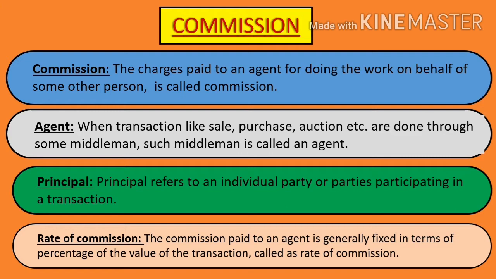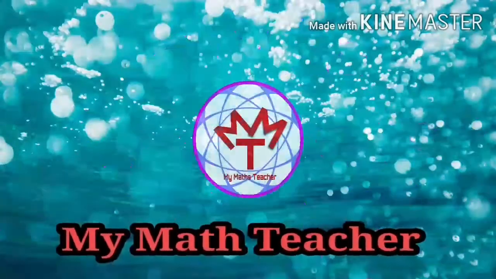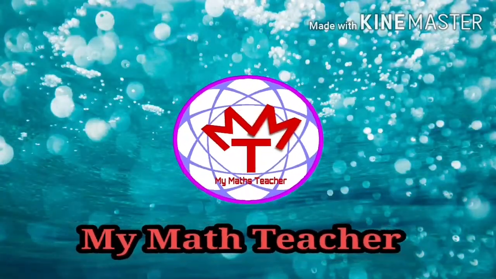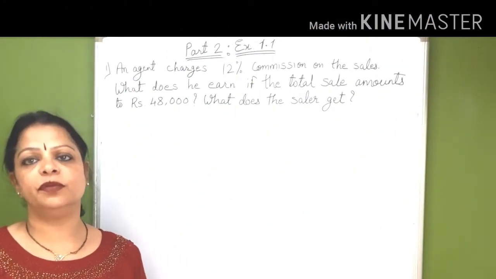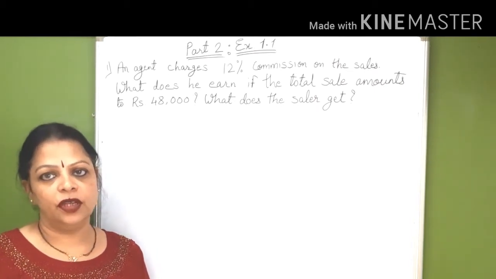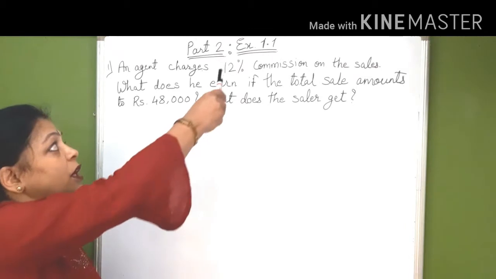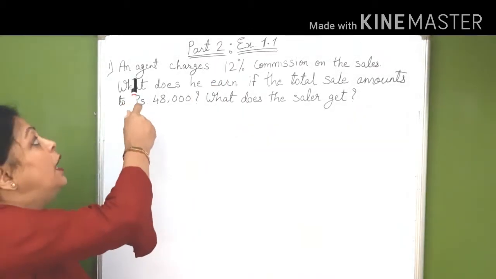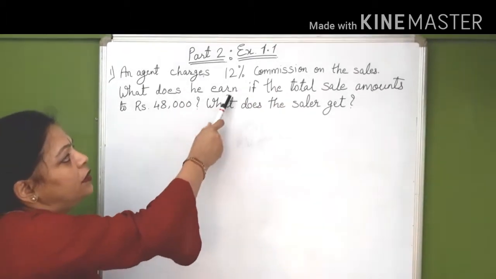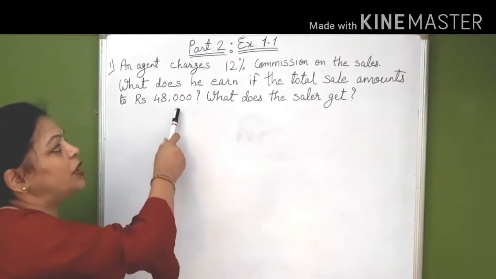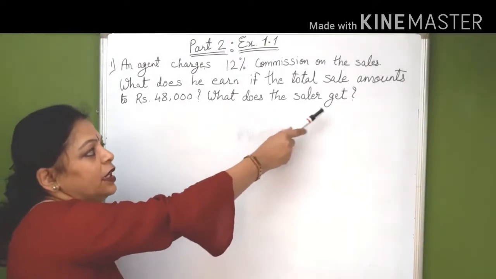So now let us start with exercise 1.1. Let's move to the whiteboard. Let us start with the first exercise of the chapter Commission, Brokerage and Discount of Part 2. See, this is the exercise 1.1, the first sum. An agent charges 12% commission on the sales. What does he earn if the total sale amounts to rupees 48,000? What does the seller get?